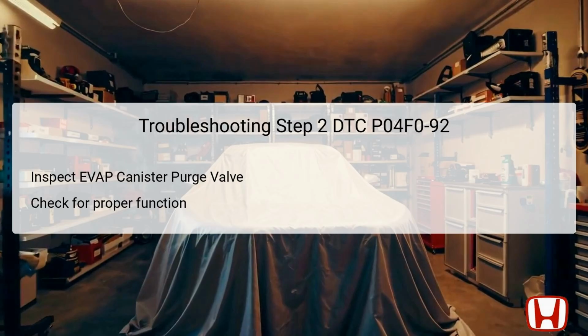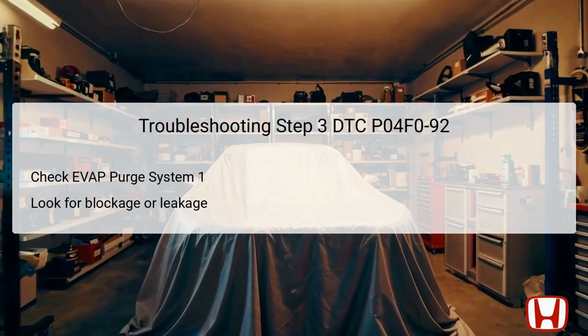Testing should include assessing whether the valve is stuck open or closed, and if it can hold pressure when vacuum is applied. If the valve is found defective, replacement is necessary to restore the correct purge flow and eliminate the DTC.